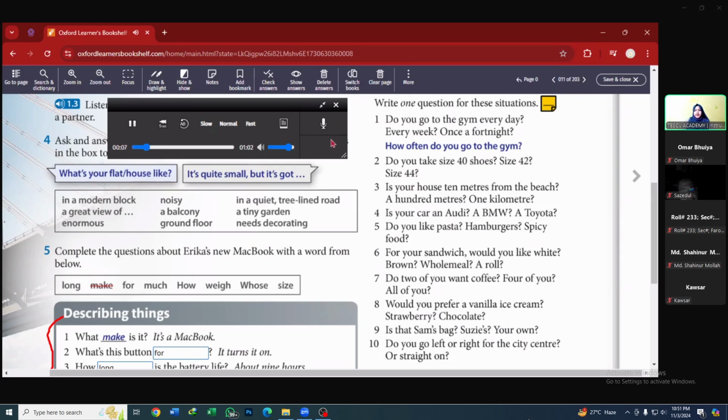1, How often do you go to the gym? 2, What size shoes do you take? 3, How far is your house from the beach? 4, What make is your car? 5, What kind of food do you like? 6, Which bread would you like for your sandwich? 7, How many of you want coffee? 8, What flavour ice cream would you like? 9, Whose bag is that? 10, Which way do you go for the city centre?